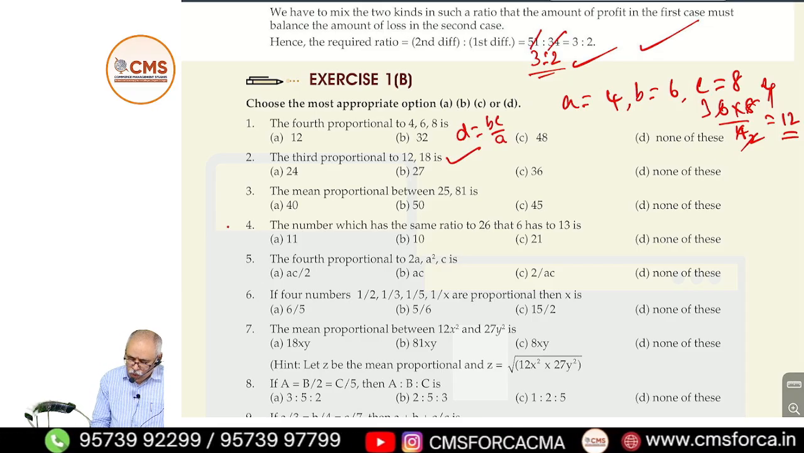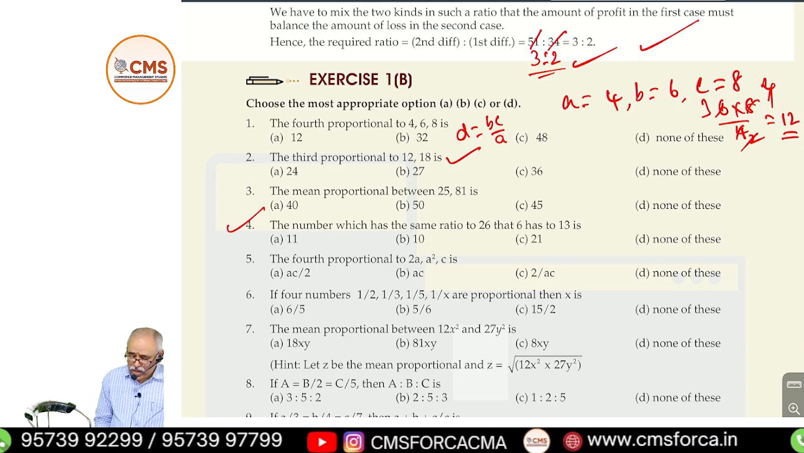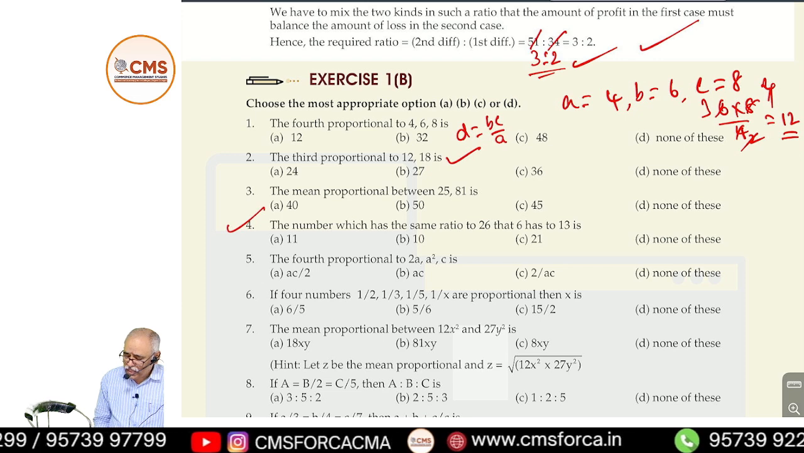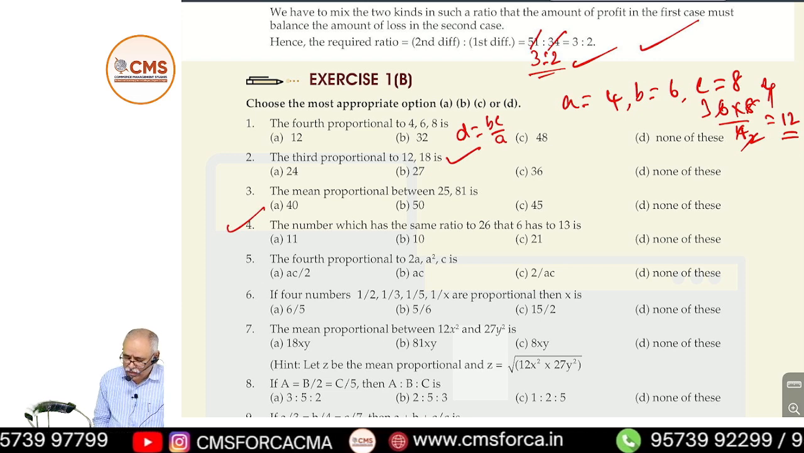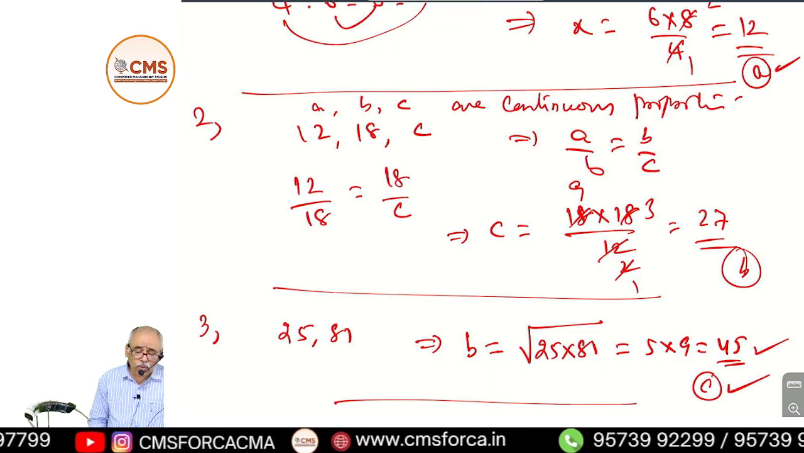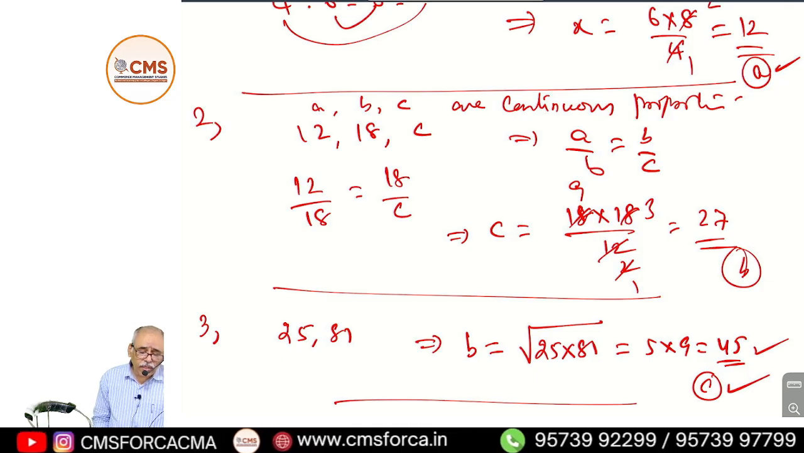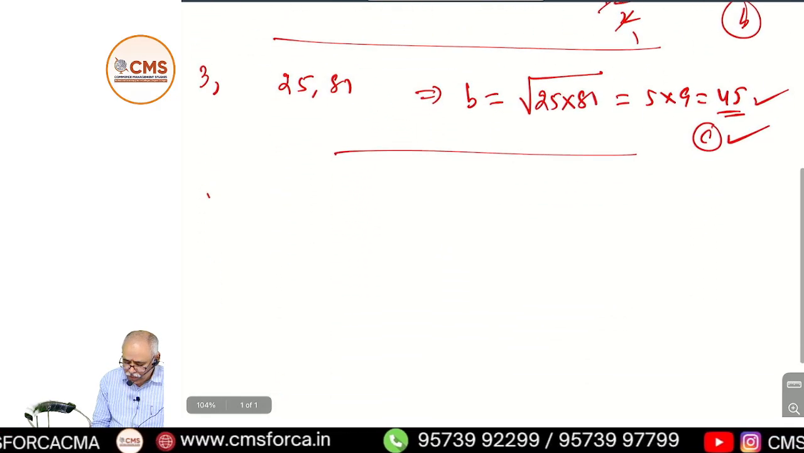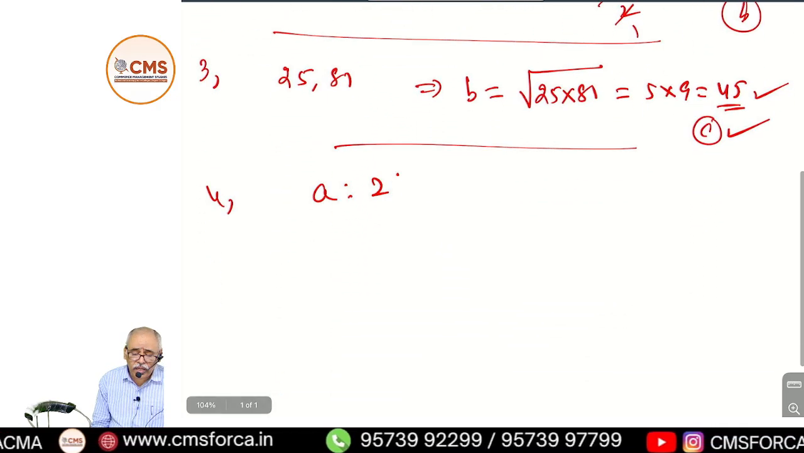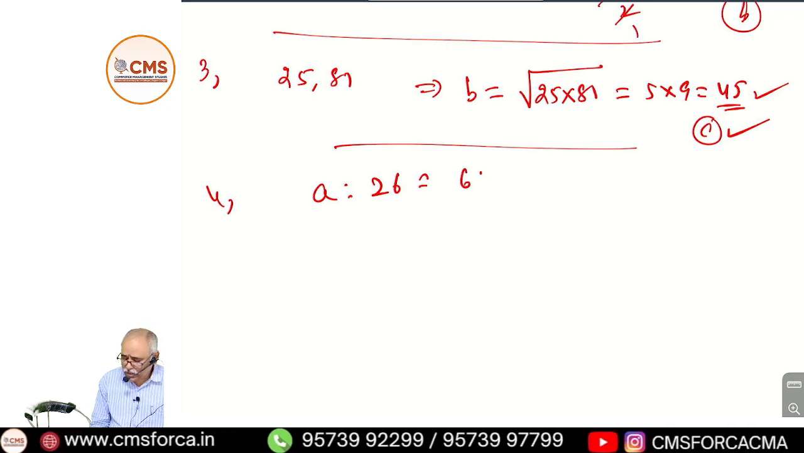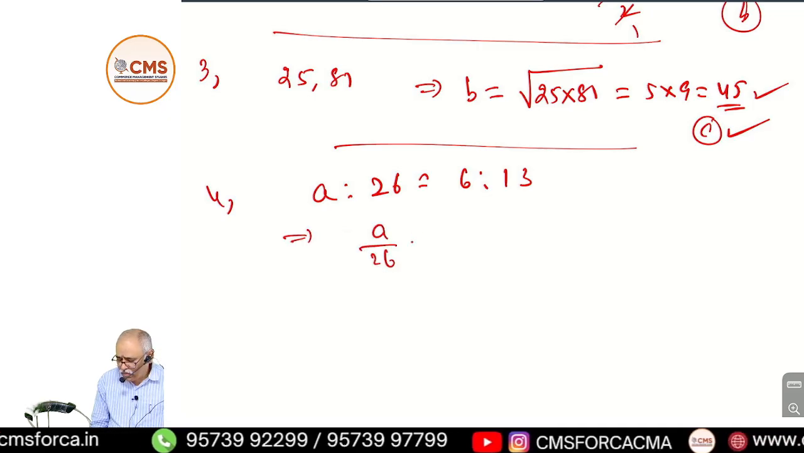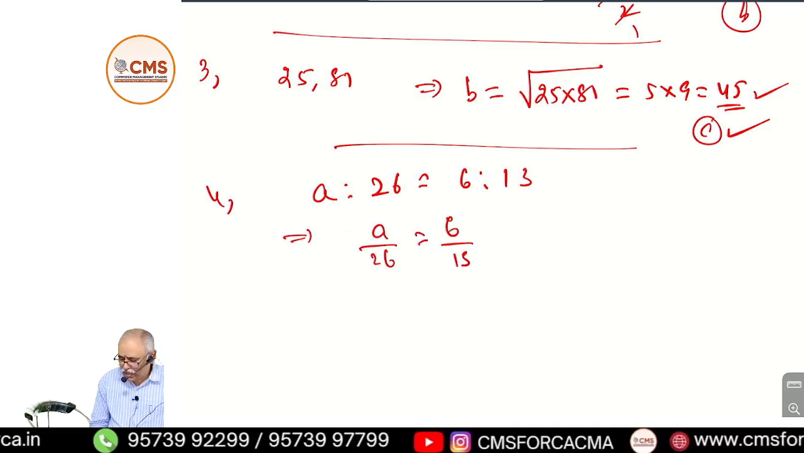Question number 4. The number which has the same ratio to 26 that 6 has to 13. So A is to 26 is equal to 6 is to 13. What does it mean? A by 26 is equal to 6 by 13.